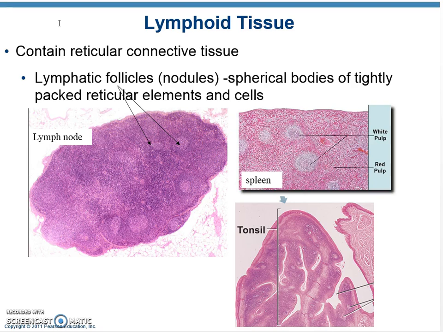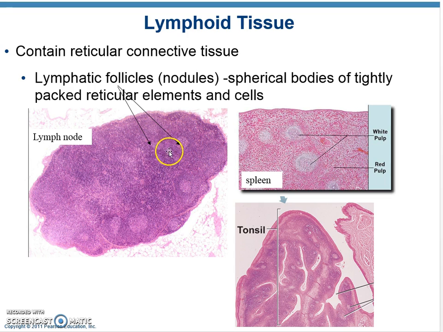Then we get into lymphoid tissue, and this is where I have changed a few things. The first thing you want to know about lymphoid tissue is that it is composed of a type of connective tissue called reticular connective tissue. Whenever you see lymphoid tissue, it is going to look like this. I have added these other two pictures from other slides in the PowerPoint, so it's not new information.